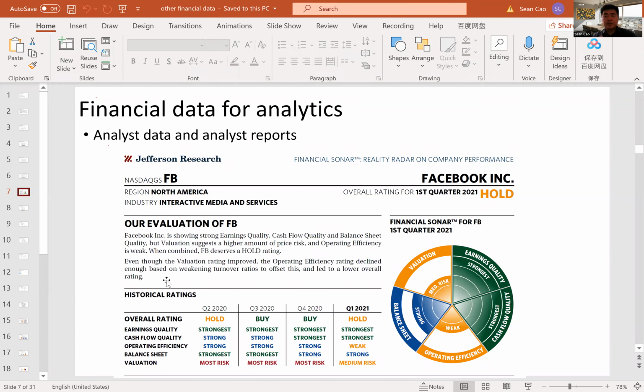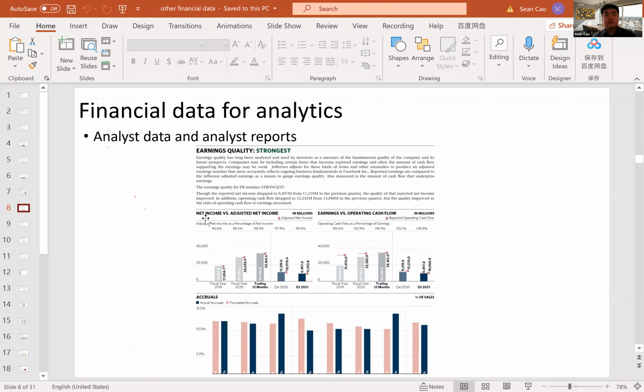So we will look at the details of why they think the balance sheet is strong, why they think earnings is strong, why they think the cash flow is strong. You have to look at their analysis to see if you can trust them. So look at how they do the earnings.